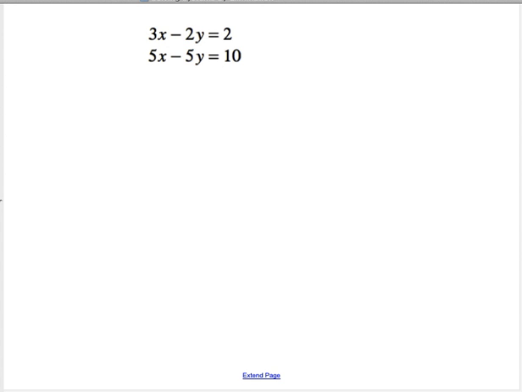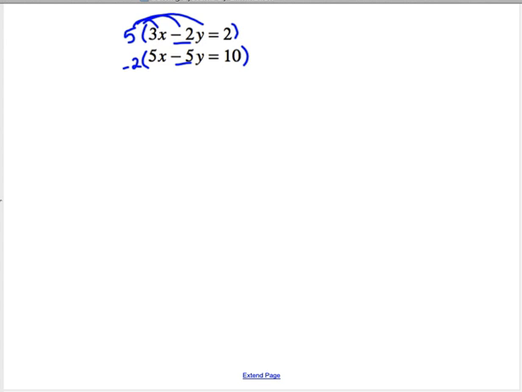So I'm going to need to multiply both equations. First, I need to choose. Do I want to eliminate my x's or do I want to eliminate my y's? Again, let's go ahead and eliminate my y's. In order to eliminate my y's, I have a -2 and a -5. I need to make those the exact same number with different signs. They need to be additive inverses of each other.